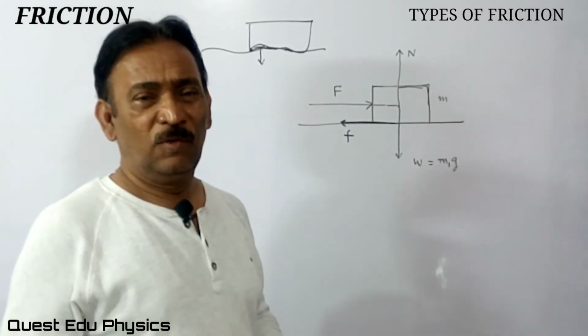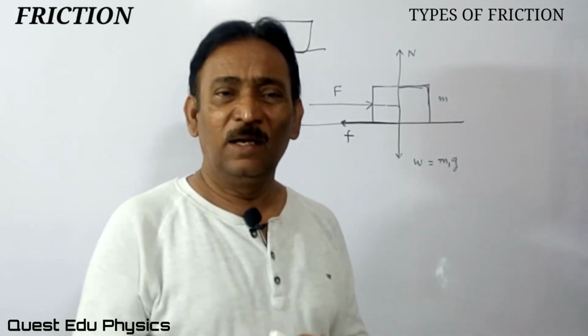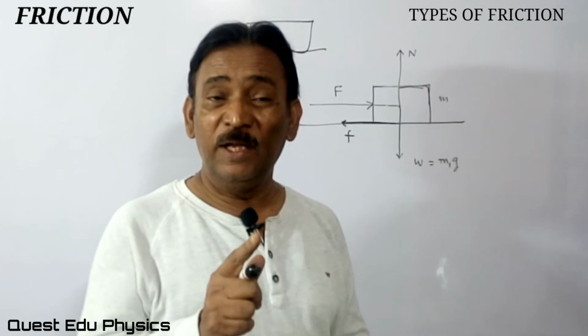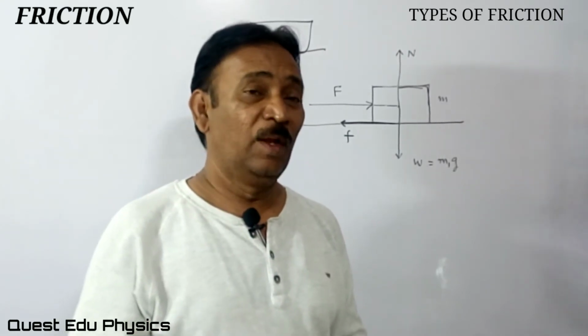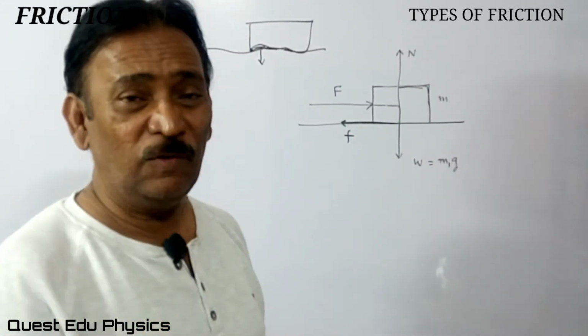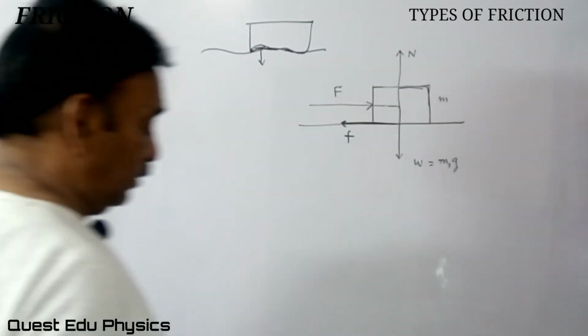Okay, students. Friction is due to the irregularity of the surfaces, and friction develops only when one body tends to move over another body. When a body is resting over another body, there is no presence of frictional force. Let's see about the types of friction.